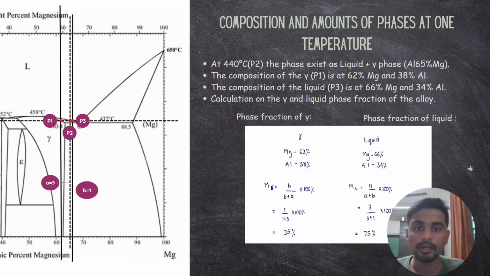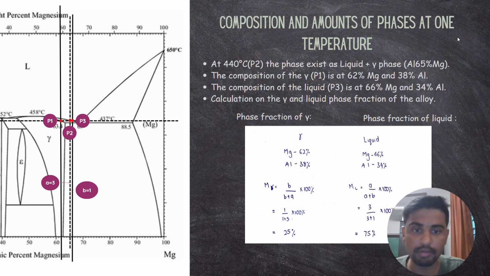Next is the composition and amounts of phases at one temperature. I chose 440 degrees. As you can see here at 440 degrees, the line P2, the phase exists as liquid and gamma phase, aluminum 65%, magnesium. The composition of gamma, P1, is 62% magnesium and 38% aluminum. The composition of the liquid, P3, is 66% magnesium and 34% aluminum. Here is the calculation of the gamma and liquid phase fractions of the alloy.